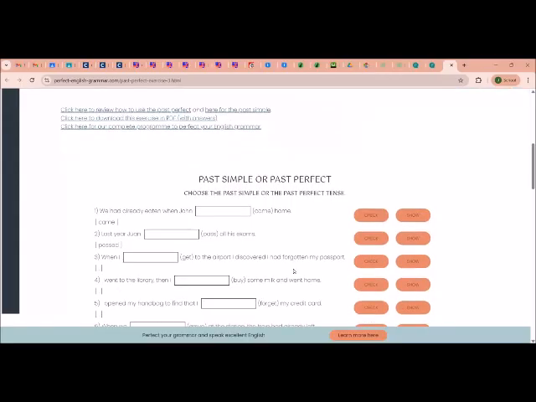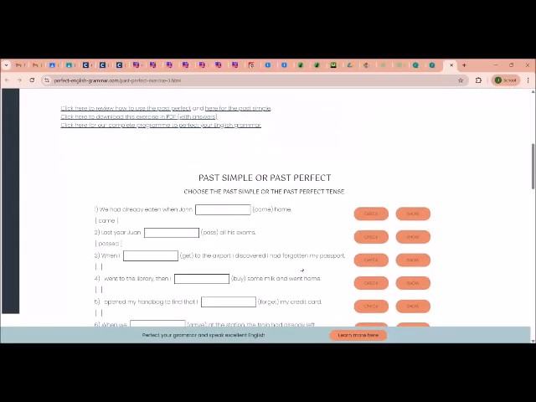When I get into the airport, I discovered I had forgotten my passport. Just be careful with get. Get is irregular like came. When I got to the airport, I discovered I had forgotten my passport. Repeat. Again, Diana, when I got to the airport, I discovered I had forgotten my passport. Excellent. All right.